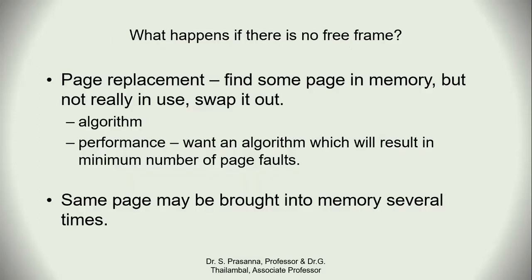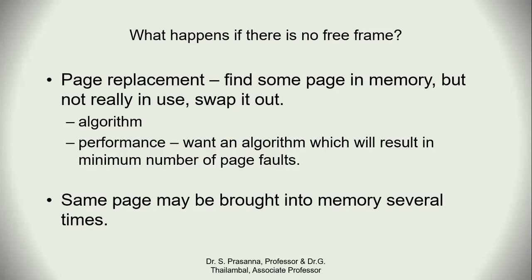What happens if there is no free frame? Then you will go for the page replacement algorithm. No free frame is available in the physical memory, so you have to swap in and swap out the pages which are not used, according to any one of the algorithms we have seen, either LRU, FIFO, or optimal page replacement. You take a victim page and replace that page.